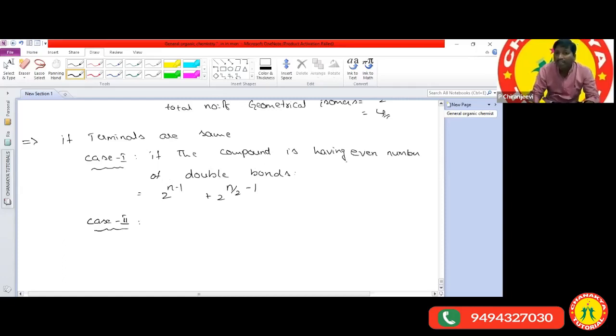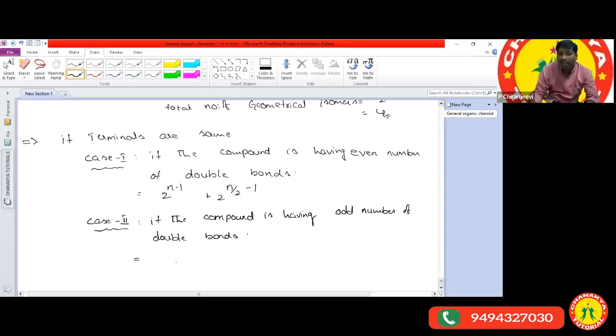Case 2: if the compound is having an odd number of double bonds. If it is having an odd number of double bonds, what is the formula we can use?